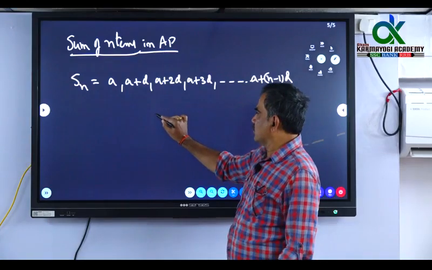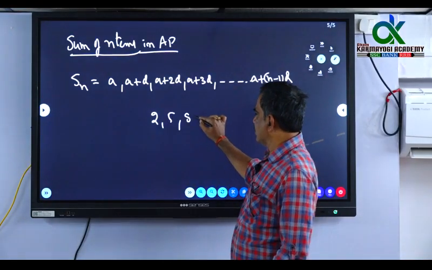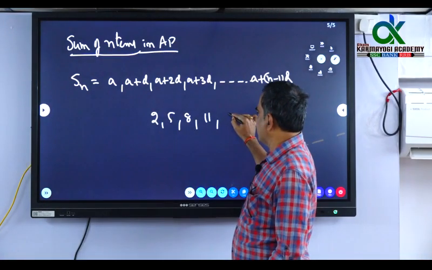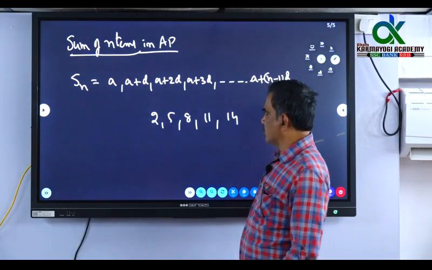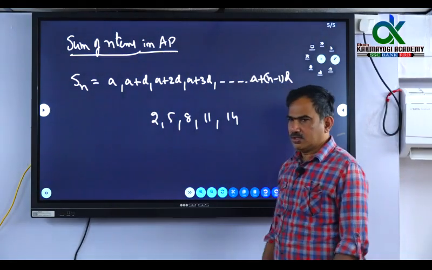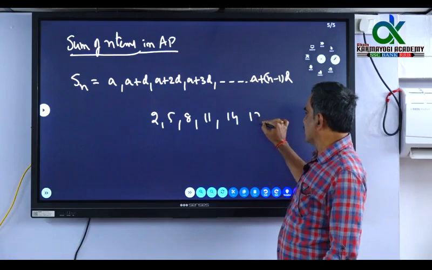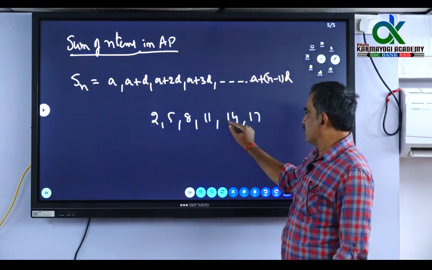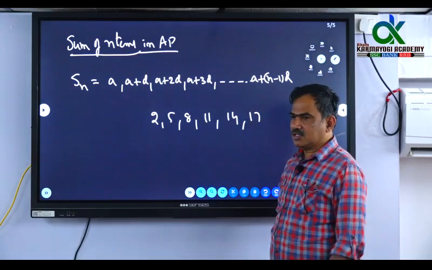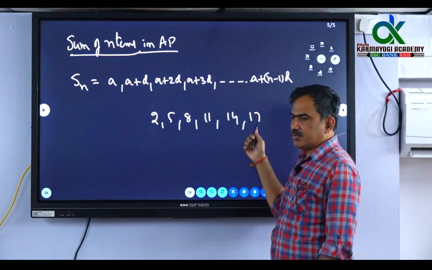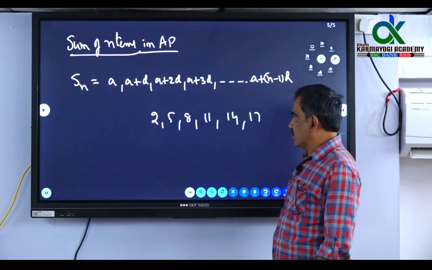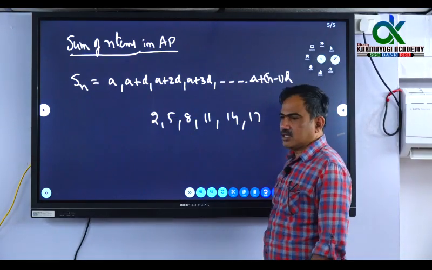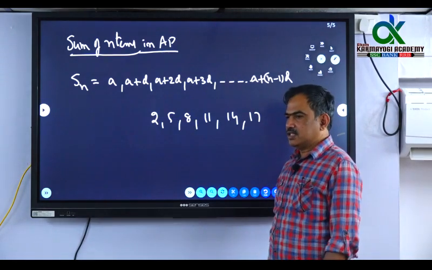For example, 2, 5, 8, 11, 14, let it be 17. 2, 5, 8, 11, 14, 17. This is an arithmetic progression because the common difference is 3. Then what is the sum of all these 6 terms?